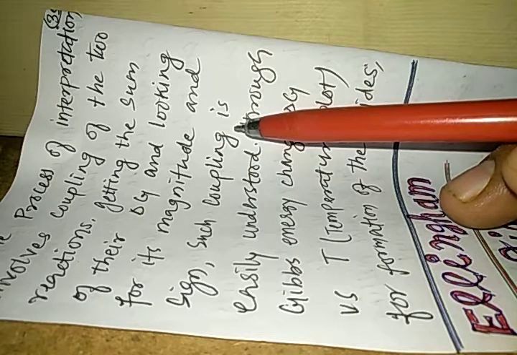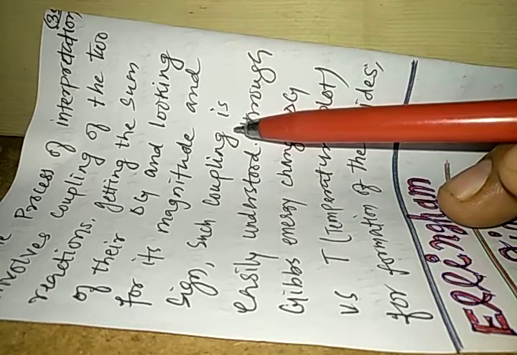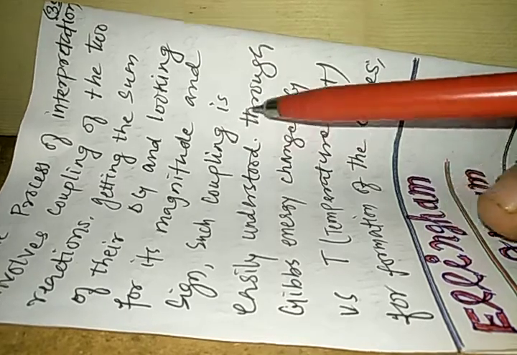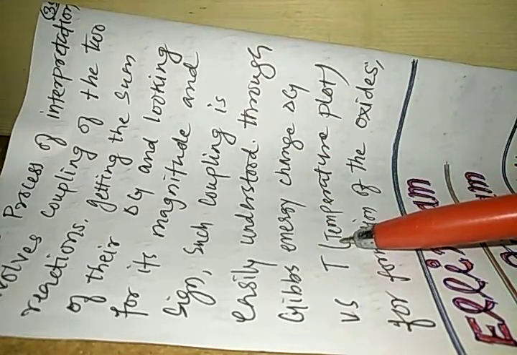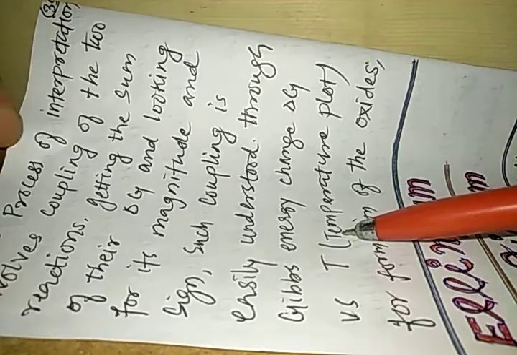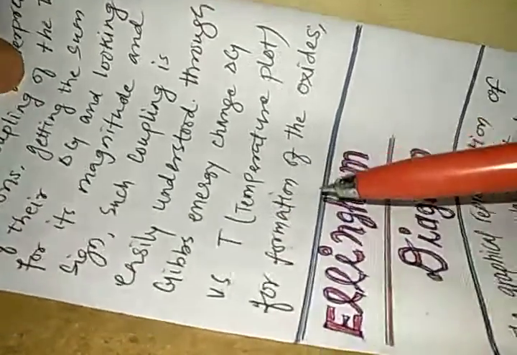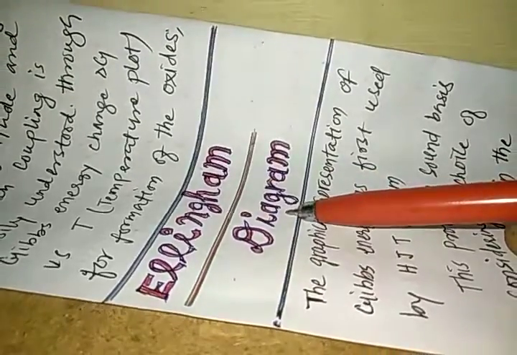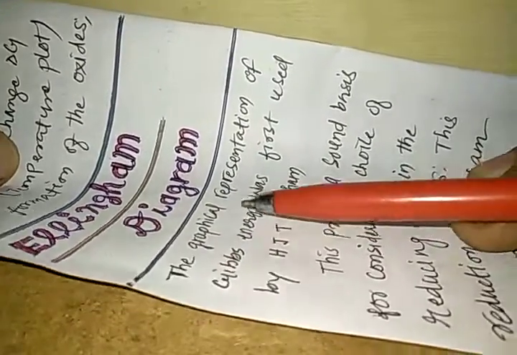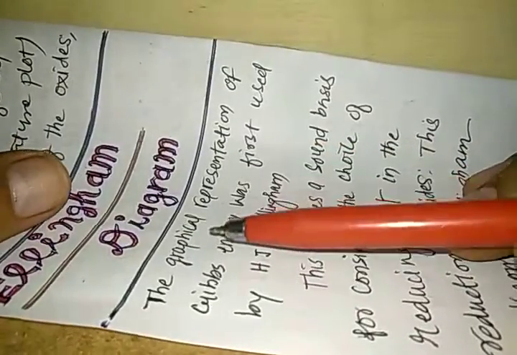To understand the process of coupling of reactions easily, we will have to draw a plot of Gibbs free energy versus temperature, and by doing so we can understand the same thing better. Now we are going to study the Ellingham diagram. So let us see what the definition of the Ellingham diagram is.